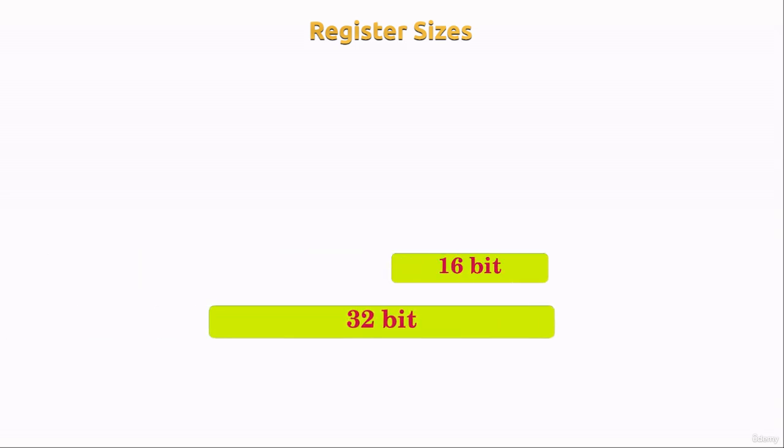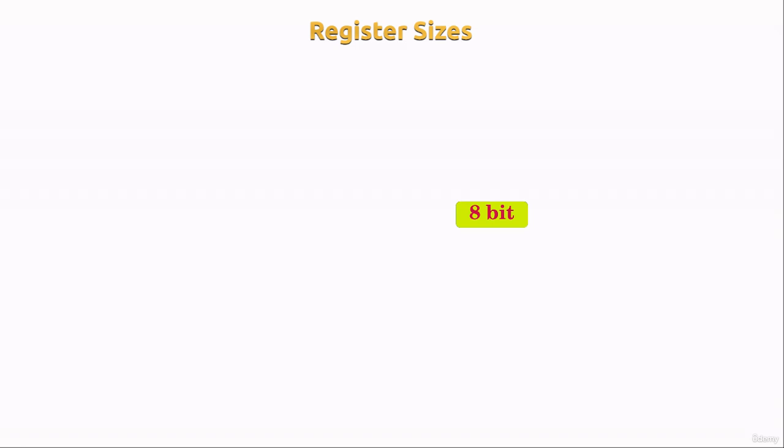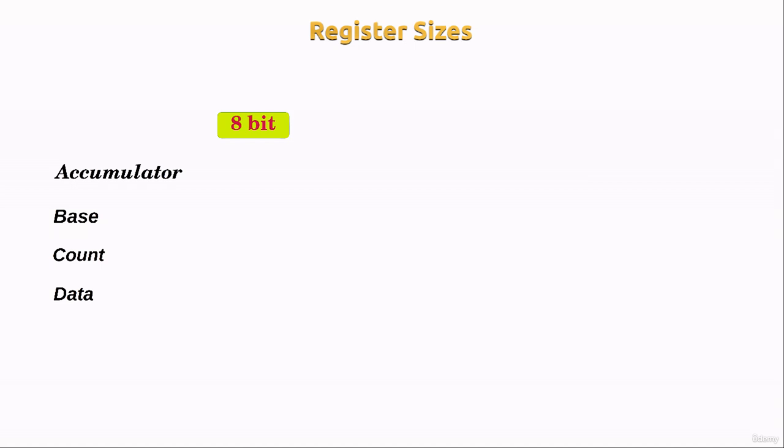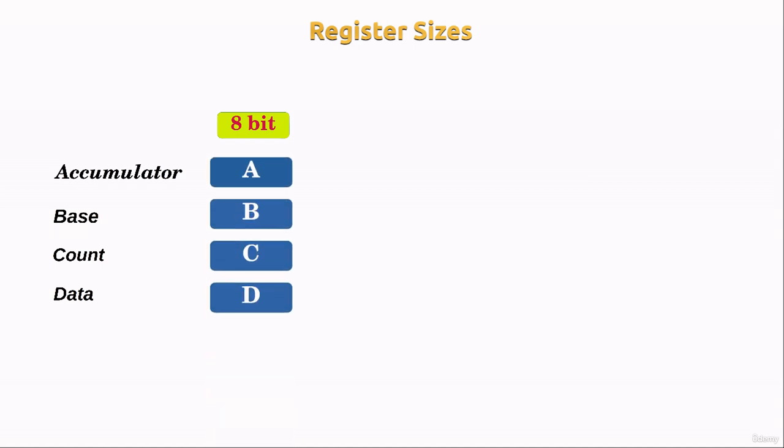Let's talk about register sizes. In this tutorial we will use 32-bit registers in our assembly programming. So there are 32-bit registers, 16-bit registers and 8-bit registers found in the CPU. So let's start with the lower 8-bit registers. Lower 8-bit registers are called accumulator, base, count and data registers denoted by A, B, C and D letters respectively.